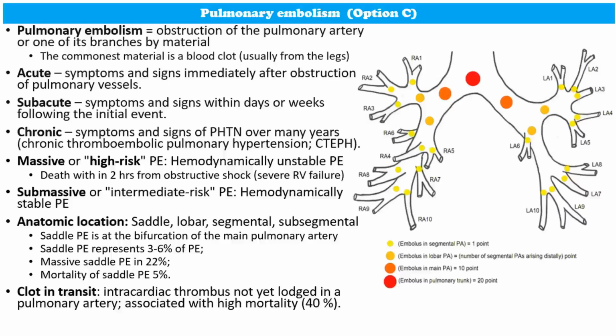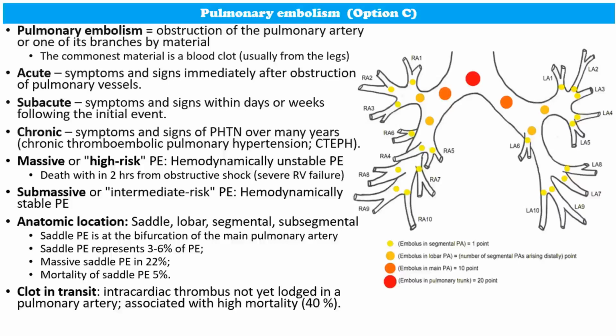The anatomical locations of PE can be categorized based on the level of the pulmonary arterial tree they affect. Saddle PE lodges at the bifurcation of the main pulmonary artery, often extending into the right and left main pulmonary arteries. Approximately 3 to 6% of patients with PE present with a saddle embolus. Traditionally, saddle PE was thought to be associated with hemodynamic instability and death. However, studies suggest that among those diagnosed with a saddle embolus, only 22% are hemodynamically unstable, with an associated mortality of 5%.